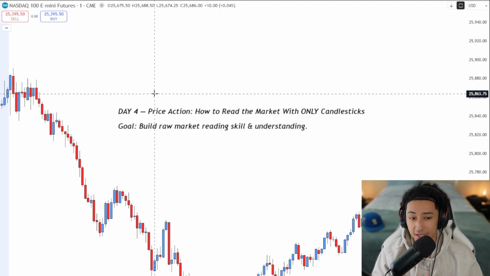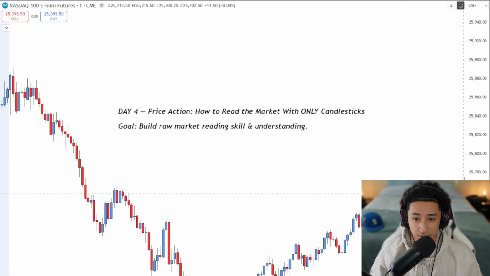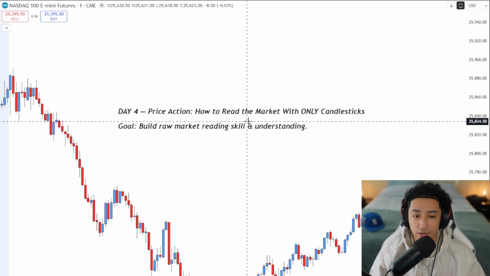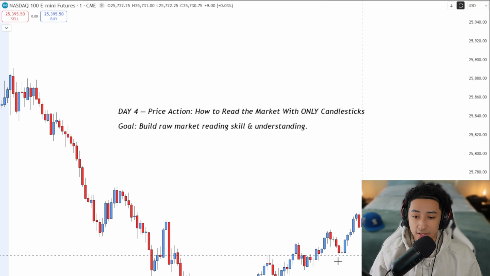Today we're talking about price action, how to read the market with only candlesticks. Nothing but candlesticks. You don't see anything else on my screen. We're going to be going over how to read the market with only candlesticks because the goal is to build raw market reading skill and understanding. Now, this is the foundation of how the market works, like we've talked about in the previous videos.